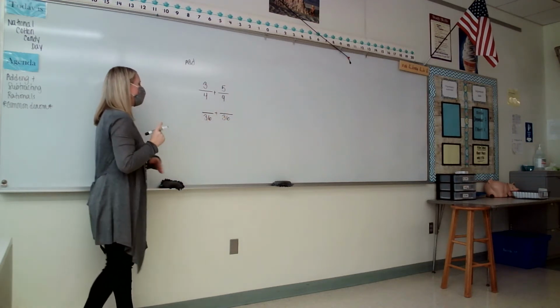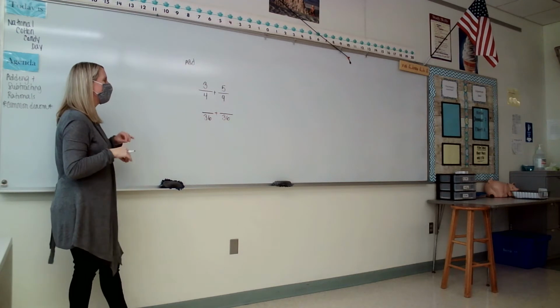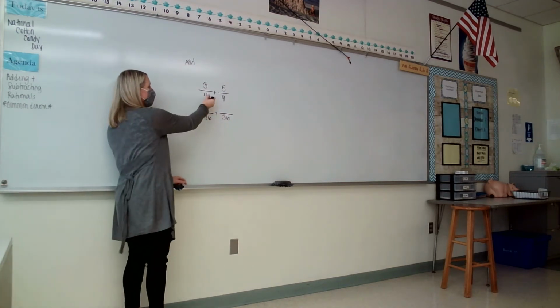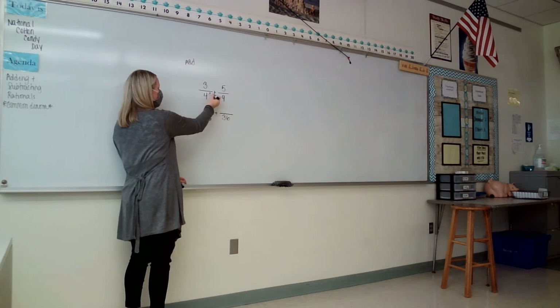Okay? Once we find the denominator, so it's just the concept we're thinking of here, since we changed the denominator, we have to change the numerator. To get from 4 to 36, I multiply by 9, so I do the same thing in the numerator, and I would get 18.